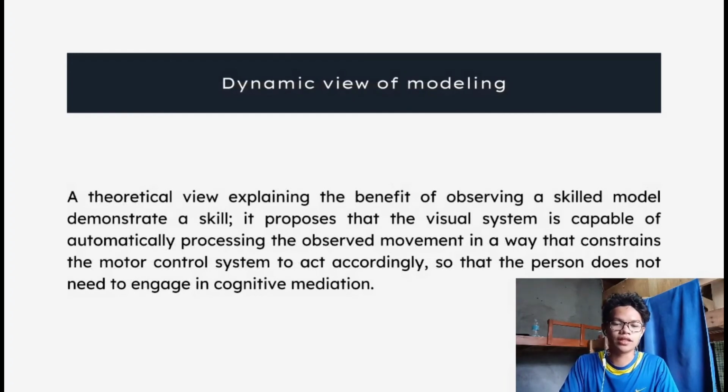Dynamic view of modeling. A theoretical view explaining the benefit of observing a skilled model demonstrate a skill. It proposes that the visual system is capable of automatically processing the observed movement in a way that constrains the motor control system to act accordingly, so that the person does not need to engage in cognitive mediation.